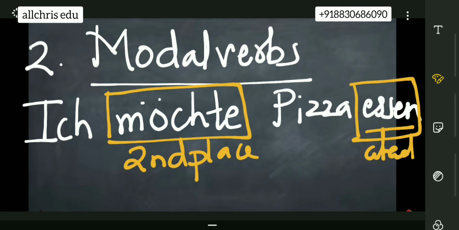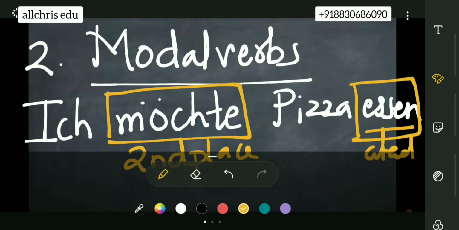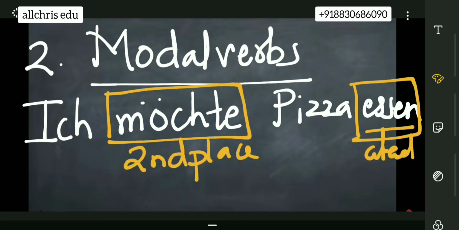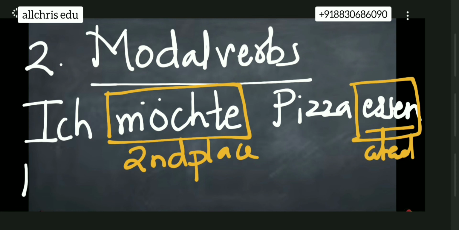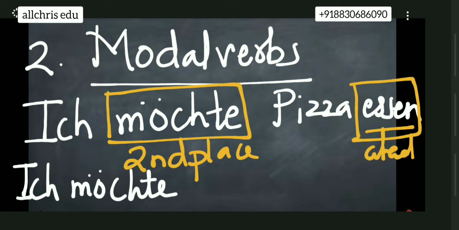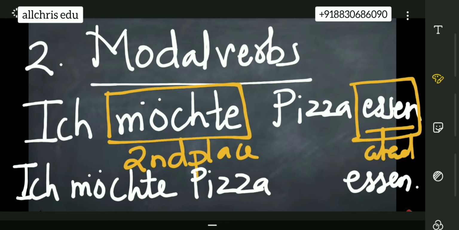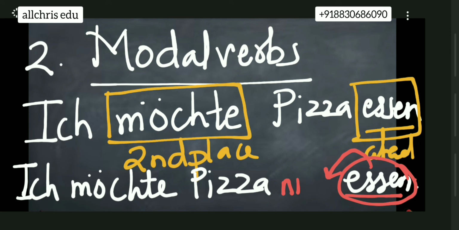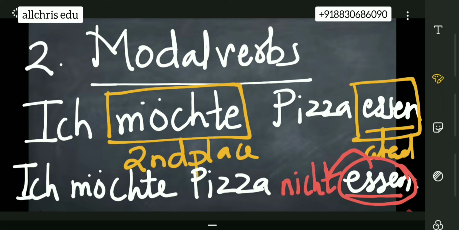So when two verbs are there in the sentence, like the perfect form or modal verben, how do we negate that whole sentence and that verb? It will look like this: Ich möchte Pizza. Wherever there are two verbs, the second verb will be at the end, right? So just before that second verb we are going to put the word nicht. So: ich möchte Pizza nicht essen.